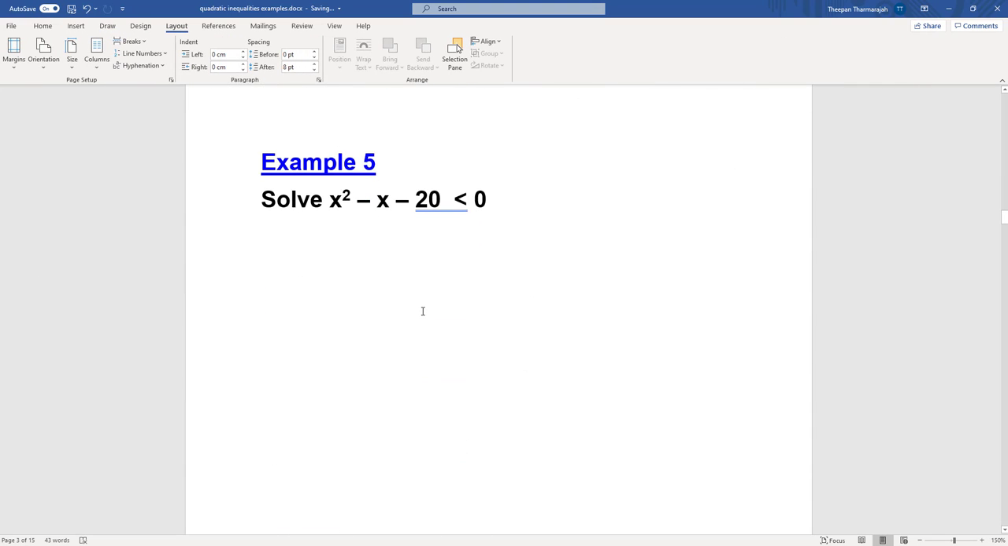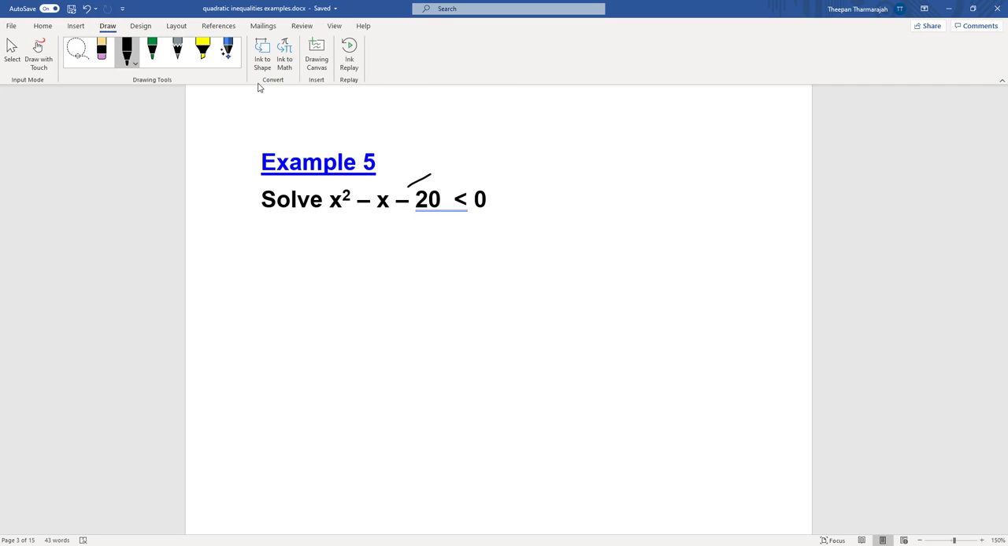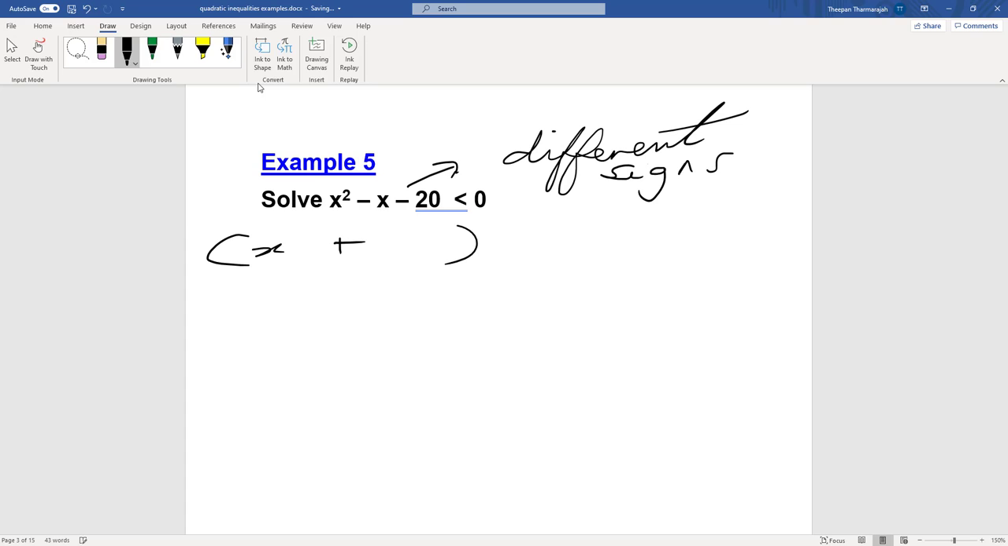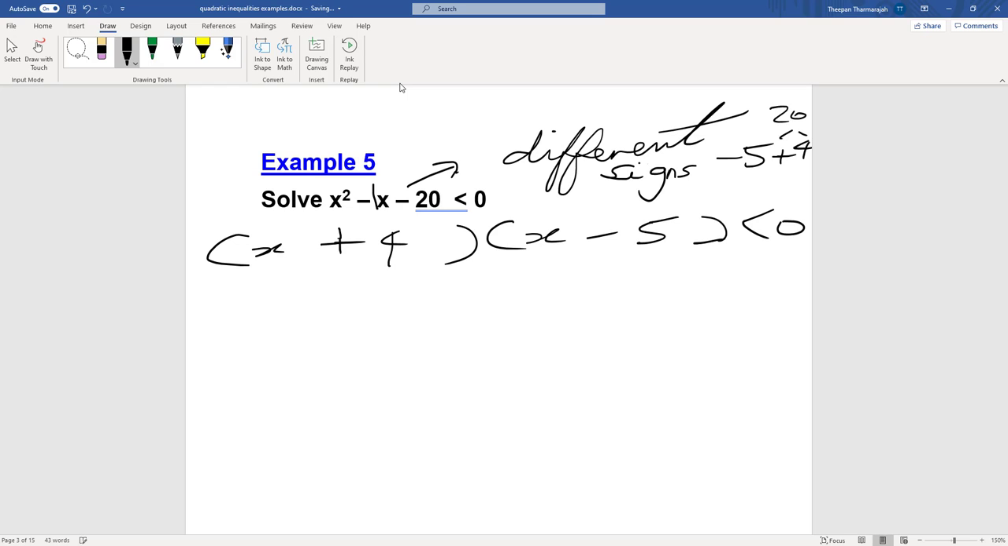Here's another question for you to try. You can pause the video, and when you're done, I will go through my work solution. Okay, welcome back. So, again, same principle, different signs. So, one's a plus, one's a minus. This time it's less than 0. So 4 times 5 is 20. We've got a minus in the middle, so it's going to be minus in the 5, plus in the 4, and that makes minus 1. Don't forget this is a minus 1x, so we get plus 4 minus 5.